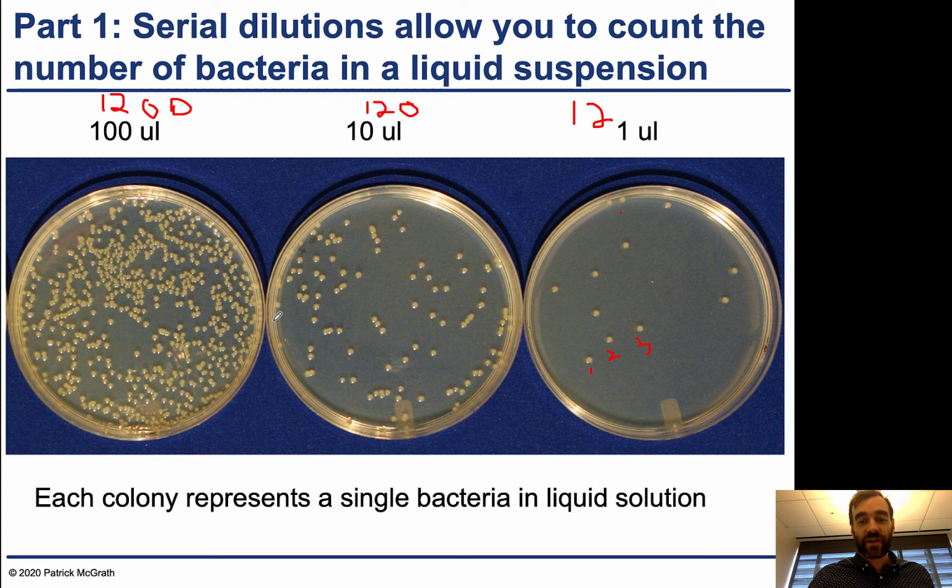Sometimes you might do a 5-fold dilution or something like this, but this is the basic idea behind how you could count how many cells are actually within a liquid culture. And so the idea is that each colony on the plate represented a single bacterium within the liquid.